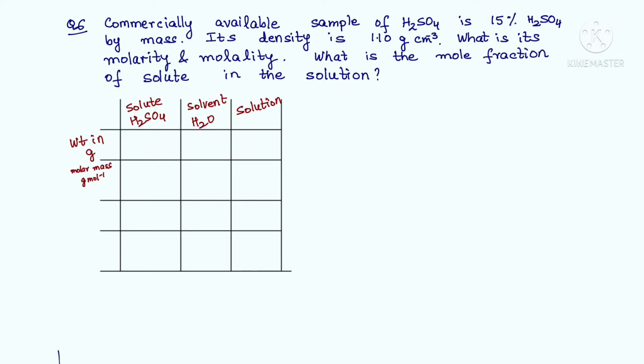Next question. A commercially available sample of H2SO4 is 15% H2SO4 by mass. So what information do I extract from here? That I've got 15 grams of H2SO4 in 100 grams of the solution. Simple. Next thing, its density. Now this density will be of the solution. So density is given to me as 1.10 gram per centimeter cube.